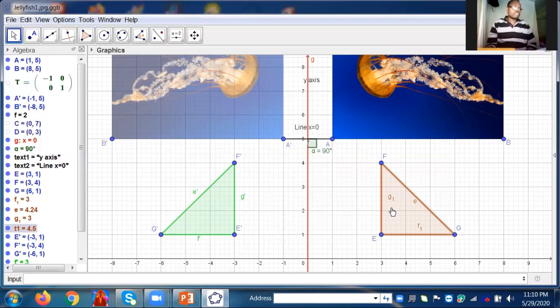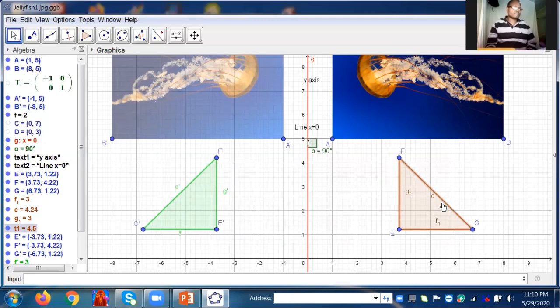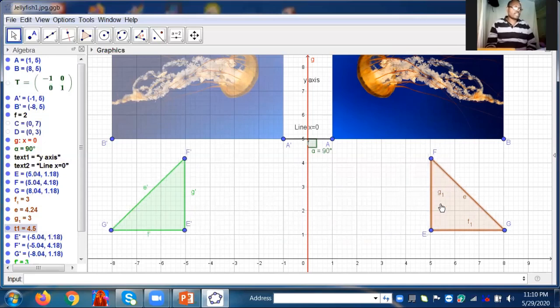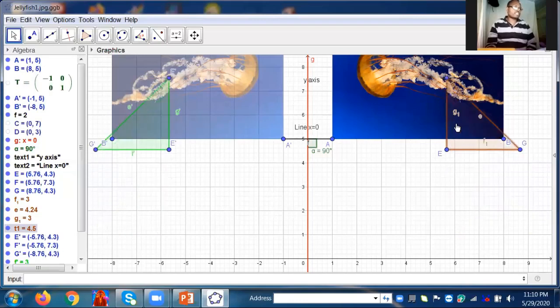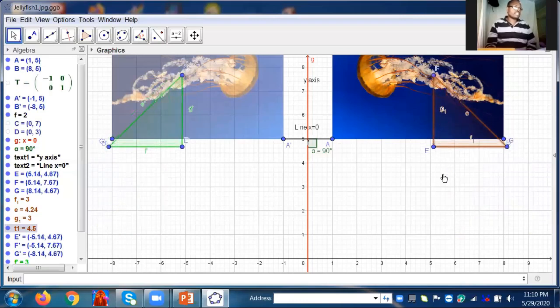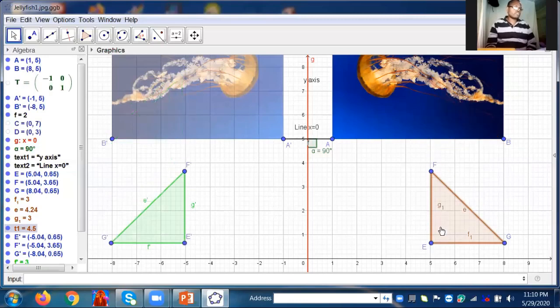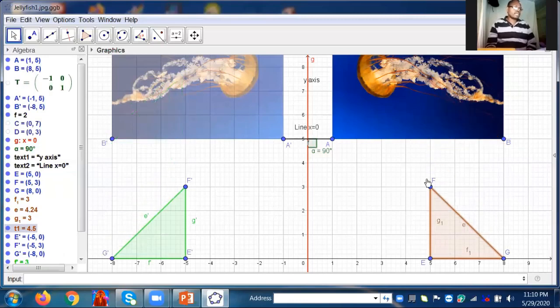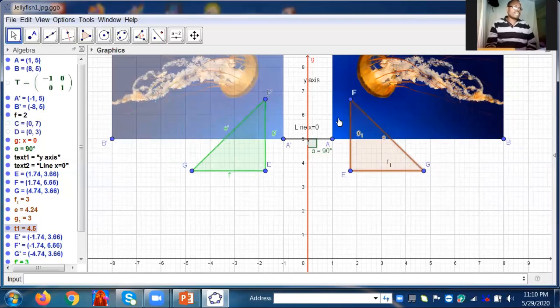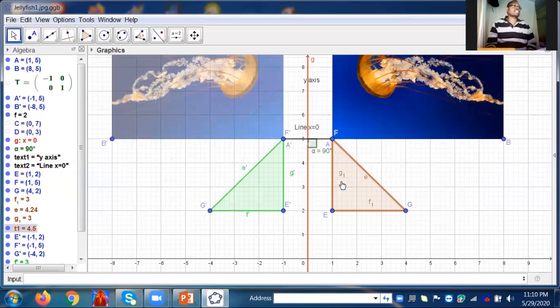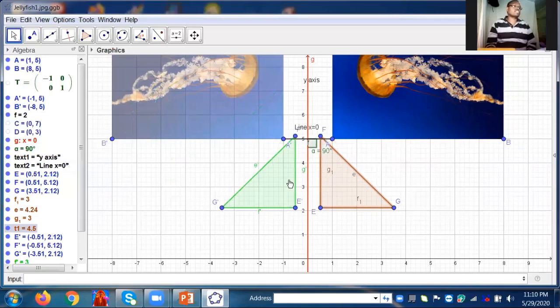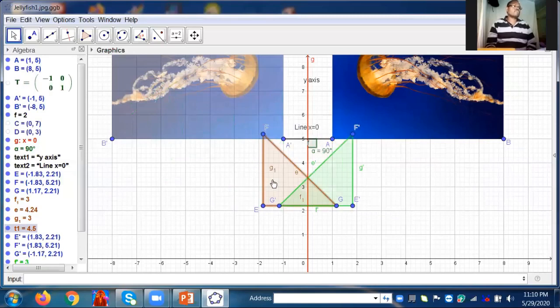When I move the triangle to the right, the image moves further to the left. When I move the triangle up, the image also moves upward. When I move the triangle downward, the image also moves downward. And then you can see the mirror line remains there. I can even move the triangle to the other side, and then the image moves across to the other side also.